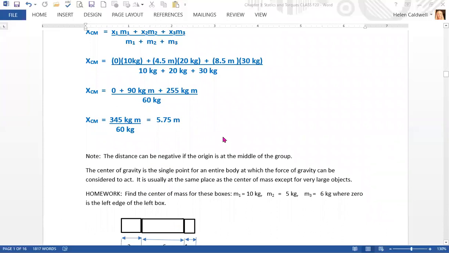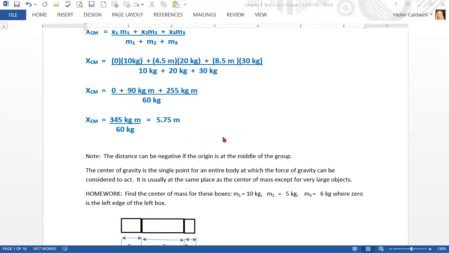So 0 plus 90 plus 255 gives you 345 kilogram meters. Divide it by 60 kilograms and you get 5.75 meters. And that would be measured from the middle of ball 1, not from the left edge, but from the middle of ball 1.